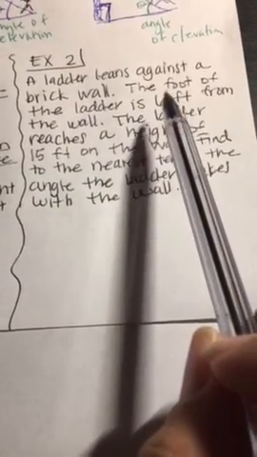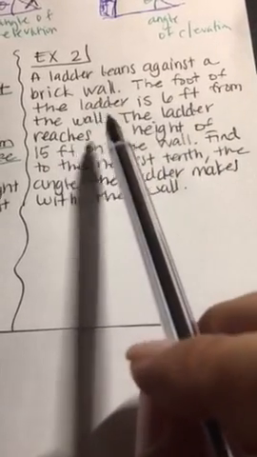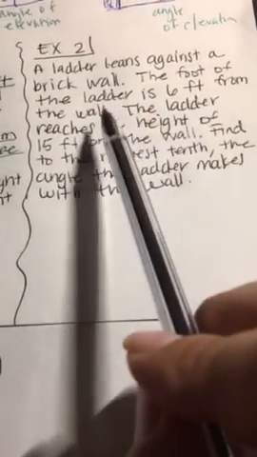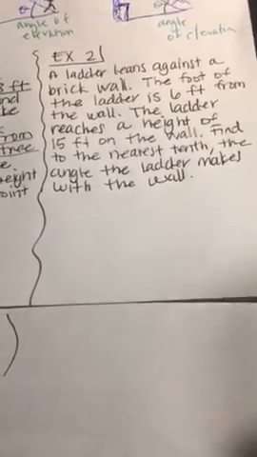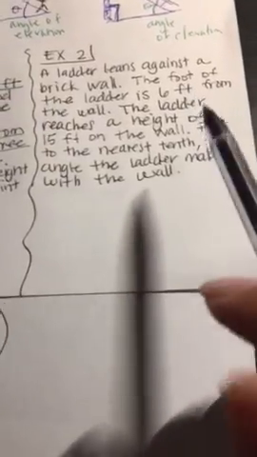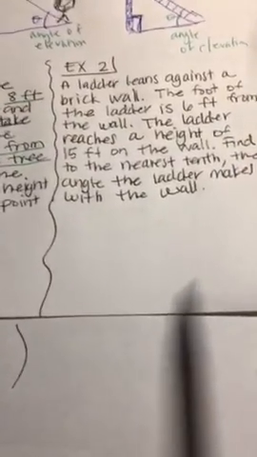Okay, so it says a ladder leans against a brick wall. So I know I'm going to draw a ladder with a brick wall. The foot of the ladder is 6 feet from the wall. The ladder reaches the height of 15 feet on the wall. Find to the nearest tenth the angle the ladder makes with the wall. Okay, so lots of stuff going on here.